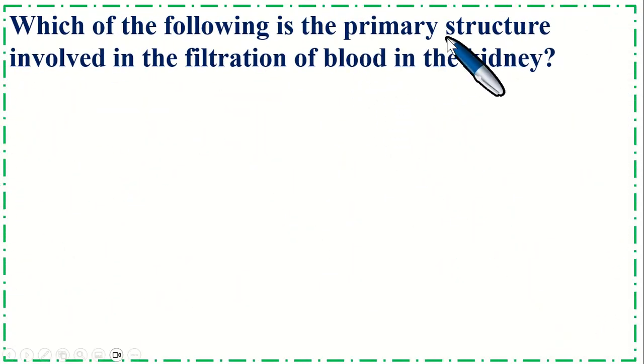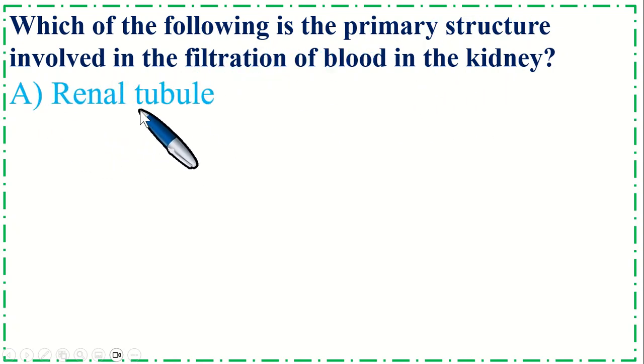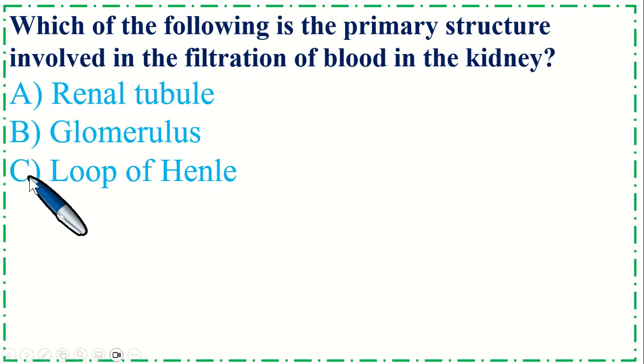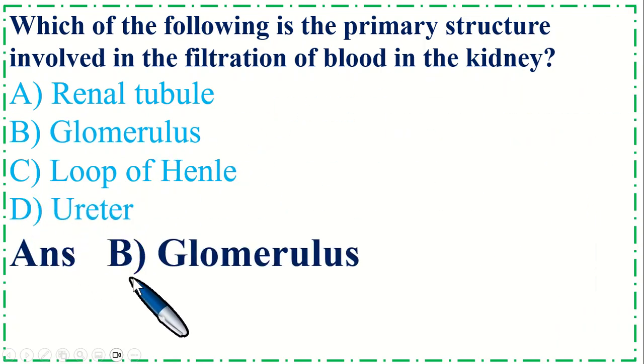Which of the following is the primary structure involved in the filtration of blood in the kidney? Option A, renal tubule, B, glomerulus, C, loop of Henle, and option D, ureter. So the correct option is B, glomerulus.